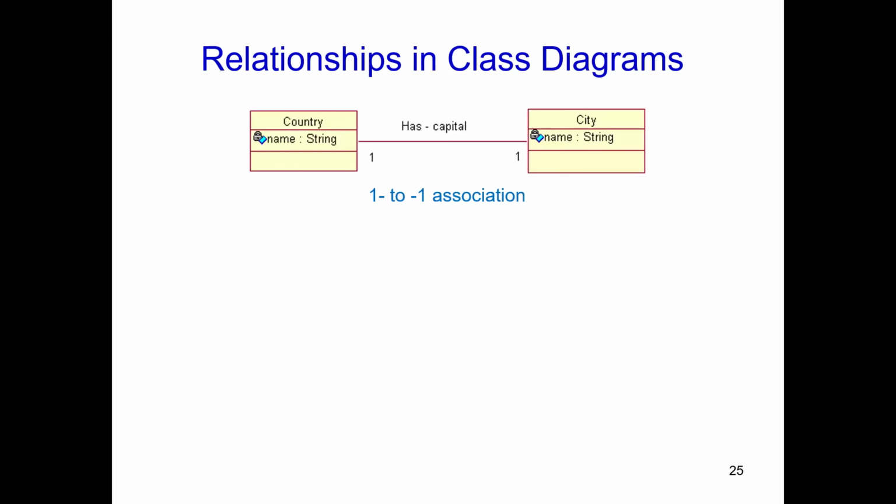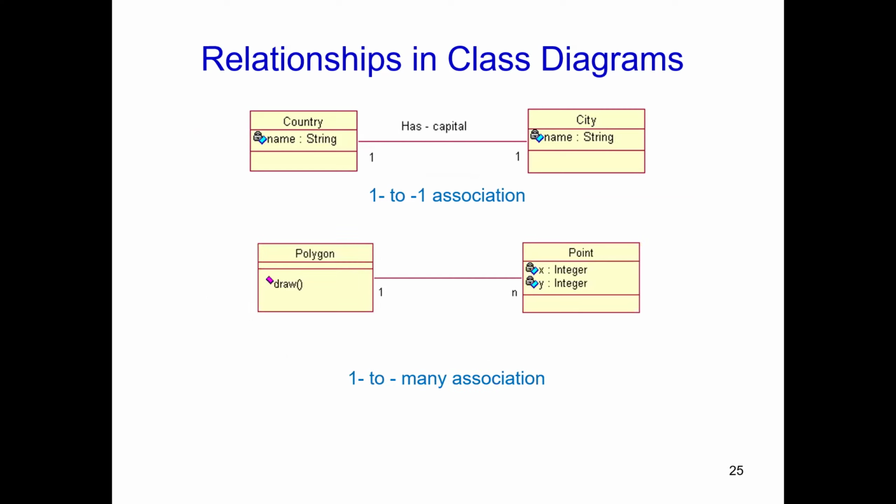You can have one-to-one association. That's what this is represented. So one country has one city, or capital city, sorry. A polygon might have multiple points. So one polygon has n points, one to many.